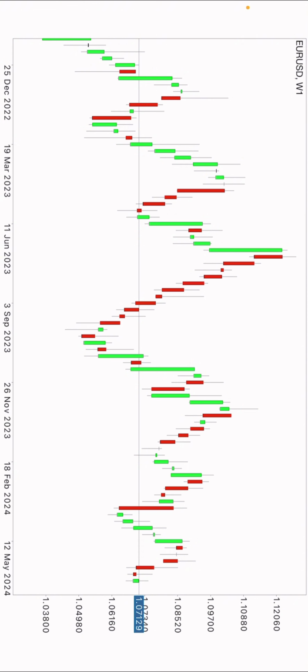Rule number two, obviously, I'm also a big fan of price structure. Price structure is very important. So in order for us to even consider a trend line, we need to consider price structure, which is our lower lows and lower highs, or higher highs and higher lows, depending on the trend, right?